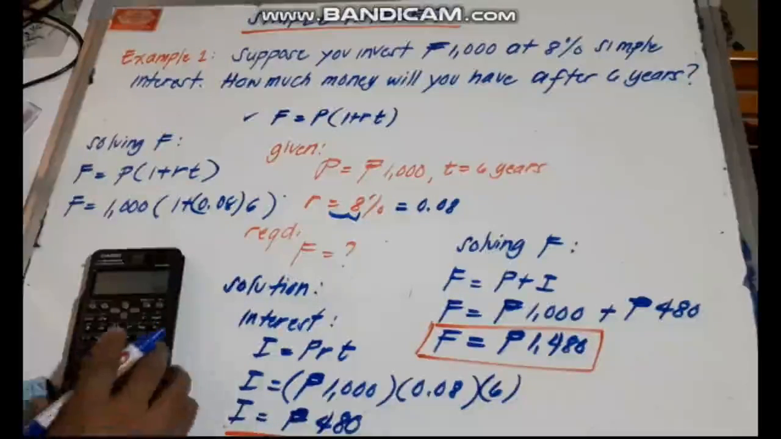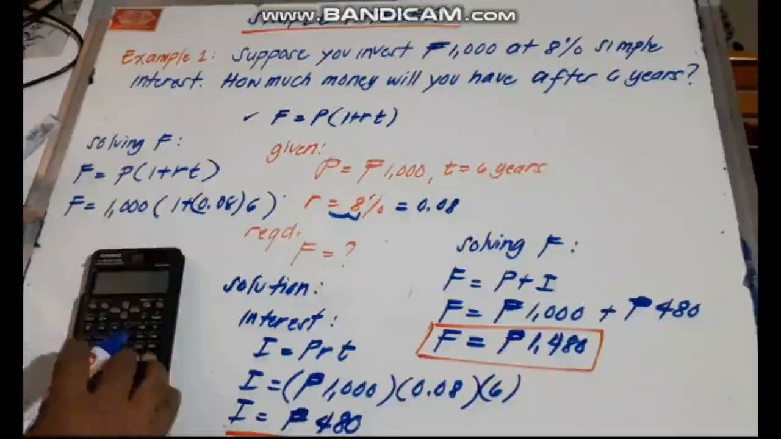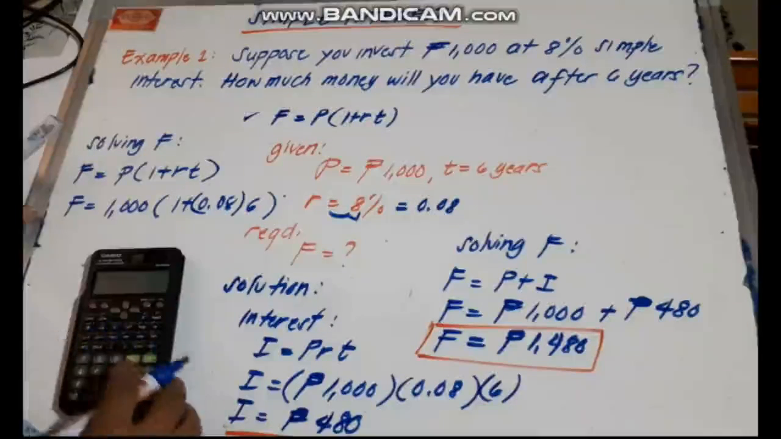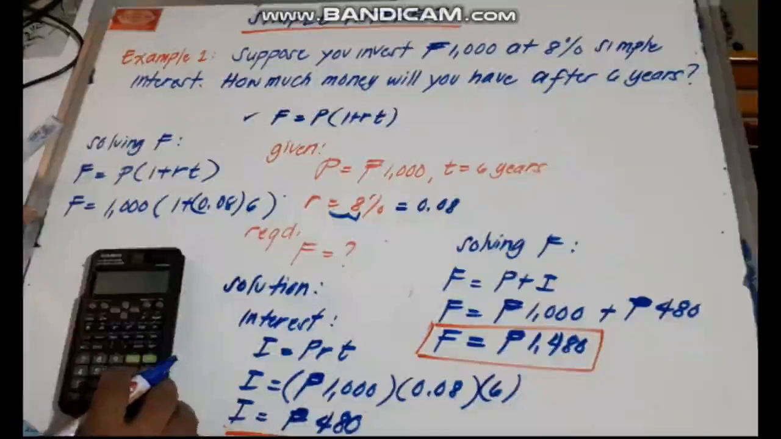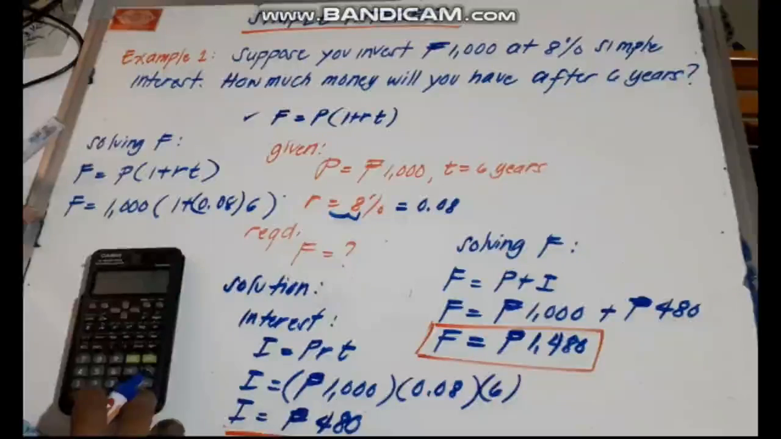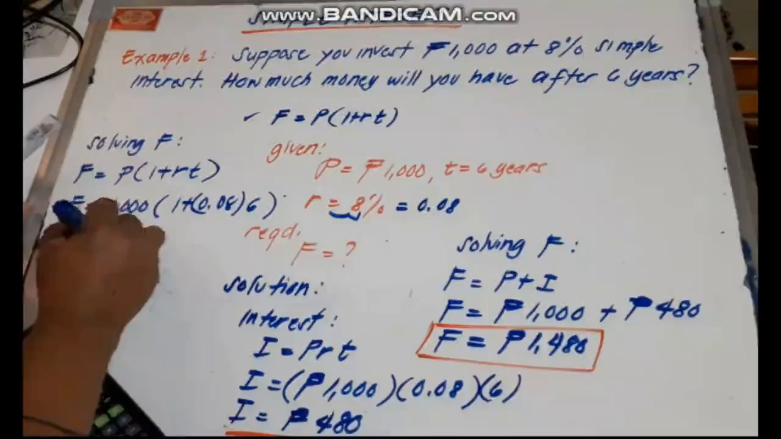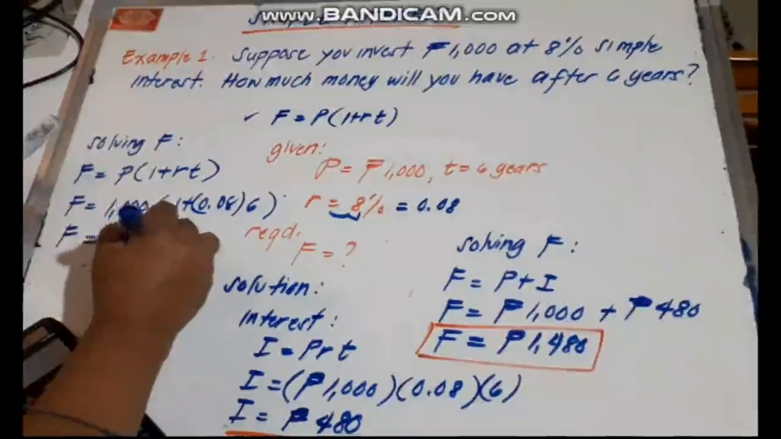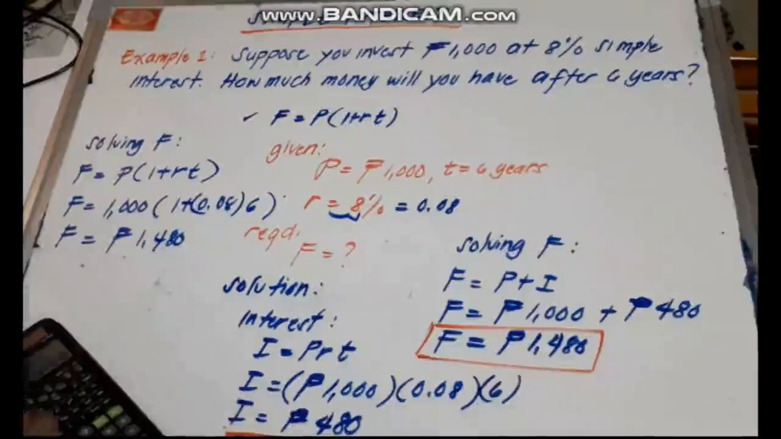So using your scientific calculator, you're just going to display as is kung ano yung nakasulat sa ating whiteboard. So 1,000 pesos times quantity 1 plus open quantity 0.08 close parenthesis times 6 close parenthesis and then press equal sign. So our answer is the same, which is 1,480 pesos.